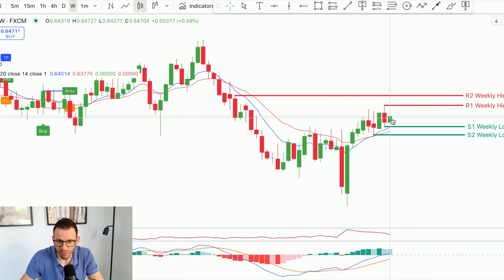And this week, if we're going to see a push to the upside and a new high, then the next resistance area, it's around here, the R2 weekly high. On the other hand, if the price moves downwards, we have these two supports to play around.